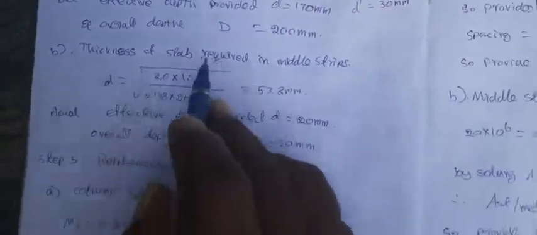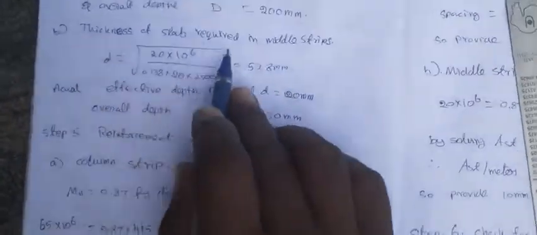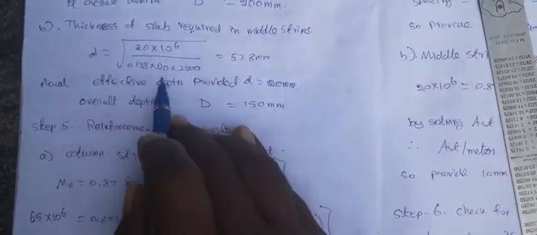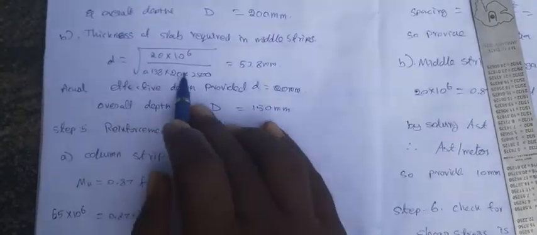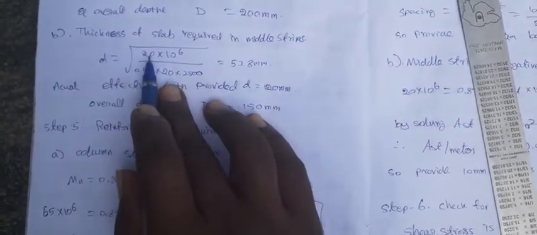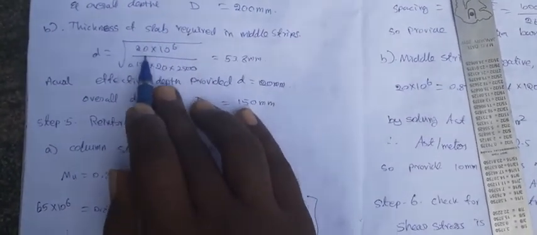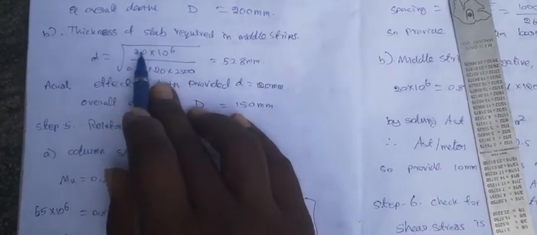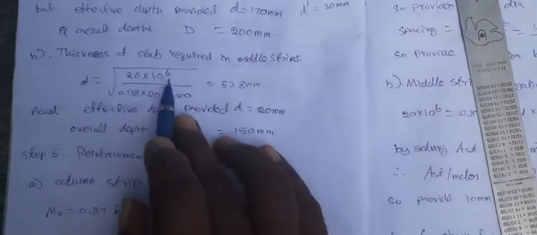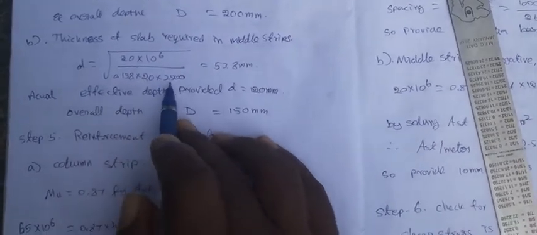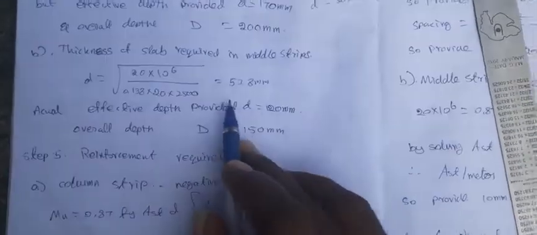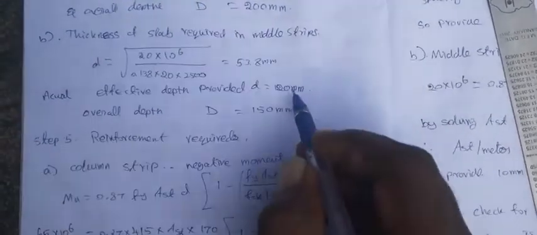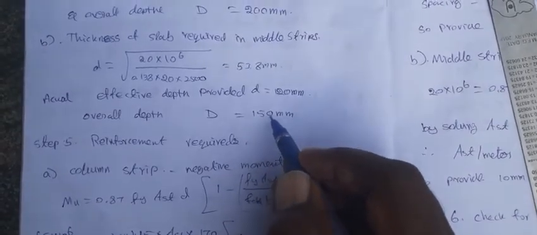Then let's go for the middle strip conditions. The thickness of the slab required in the middle strip is d equal to Mu divided by 0.138 fck b, same fck and b. Here Mu is 15%, so positive and negative both have 15%. So 15% means 20 kilonewton meter. So 20 into 10 power 6 divided by 0.138 into 20 into 2500, its value comes to around 53.8 mm. But we are already providing an overall depth of 150 mm for the middle strip.